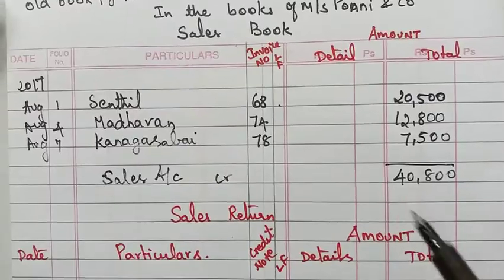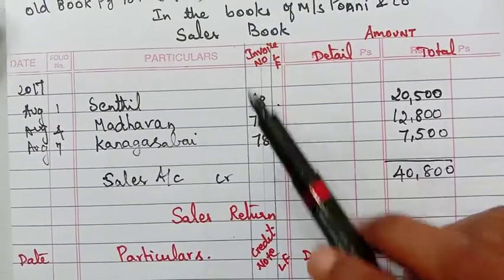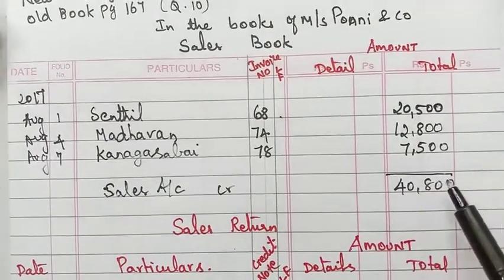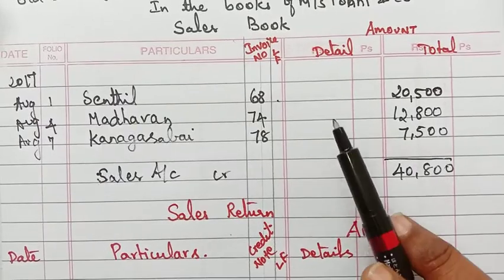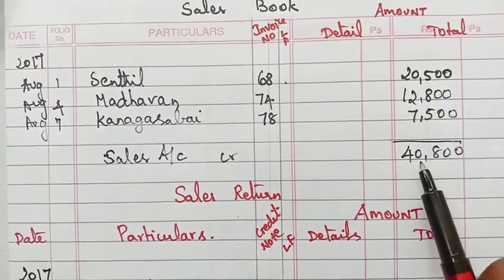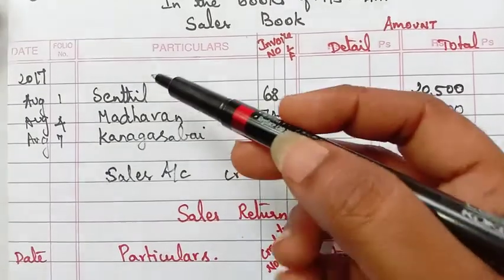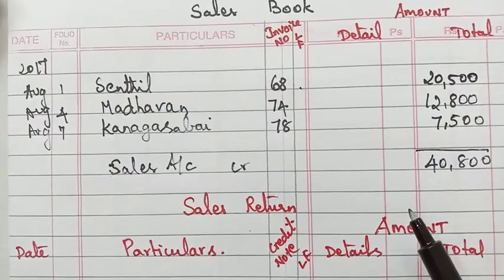So here you can say we have to write the ledger for the sales account and sales return account. Here you can see the sales book total, 40,800. So the sales will always come on the credit side. So in the ledger also we'll start on the credit side. We won't be writing all these names. Instead of that, we'll write it as sundry debtors.